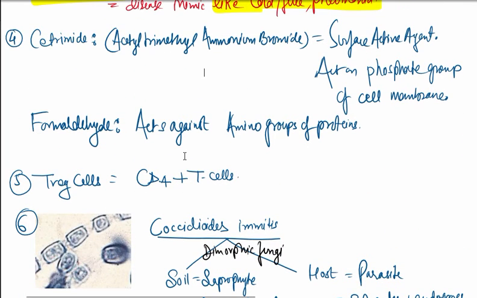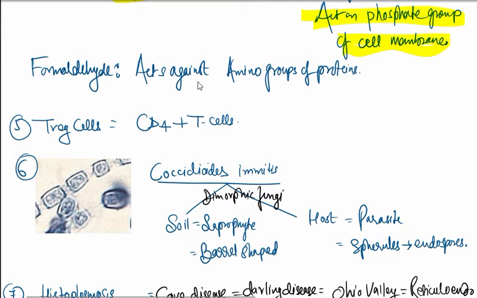Next condition, what is this? This is cetrimide. This is of course an antiseptic, and it is cetyl trimethylammonium bromide. It is a surface active agent, and this acts on the phosphate group of the cell membrane. Next point, formaldehyde. This acts against the amino group of proteins.